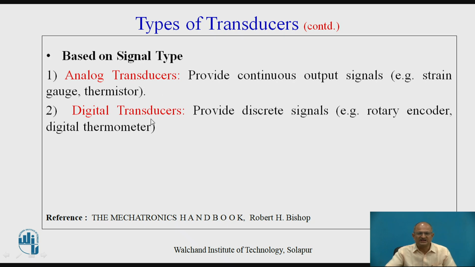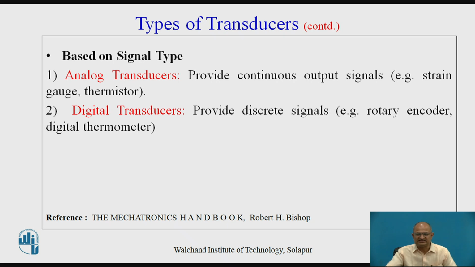Now what are digital transducers? They provide discrete signals, for example, rotary encoder and digital thermometer. So these are digital transducers. So based on signal type, transducers can be classified as analog transducers and digital transducers.